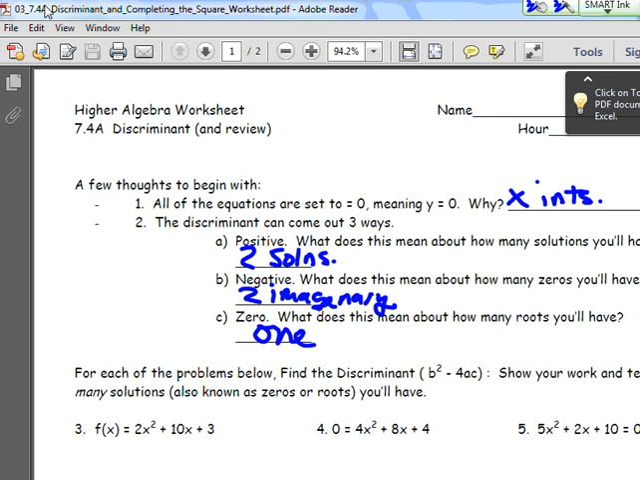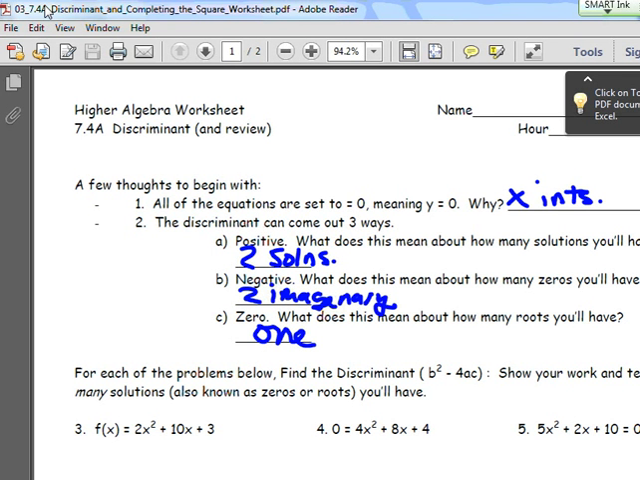That's an important point. Quadratics always have an answer. It's just that their answer can sometimes be imaginary. But you'll never have an answer of there is no answer. There's always an answer.